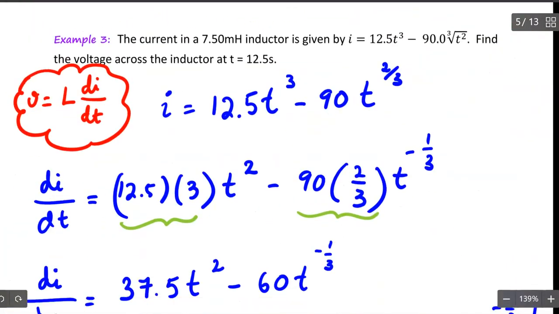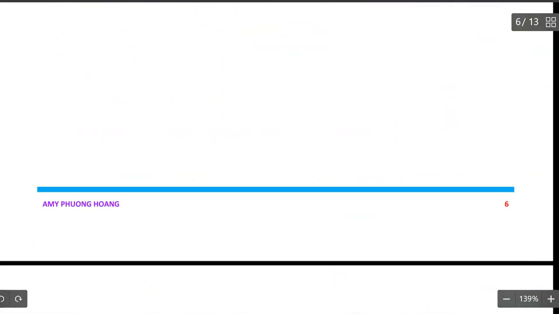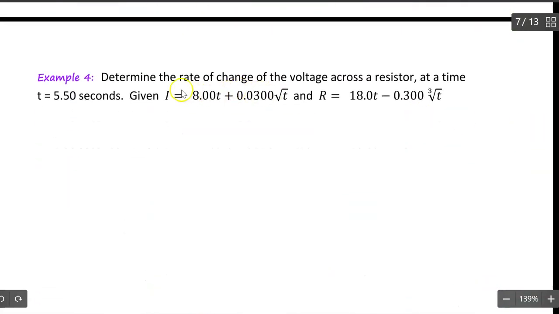Okay, so example number 4 requires us to understand what is meant by the rate of change. Let me ask you this question. How do you measure the rate? What do you base on in order to measure the rate? Do you have to base it on time? Okay, so to talk about the rate, we are talking about something related to time.